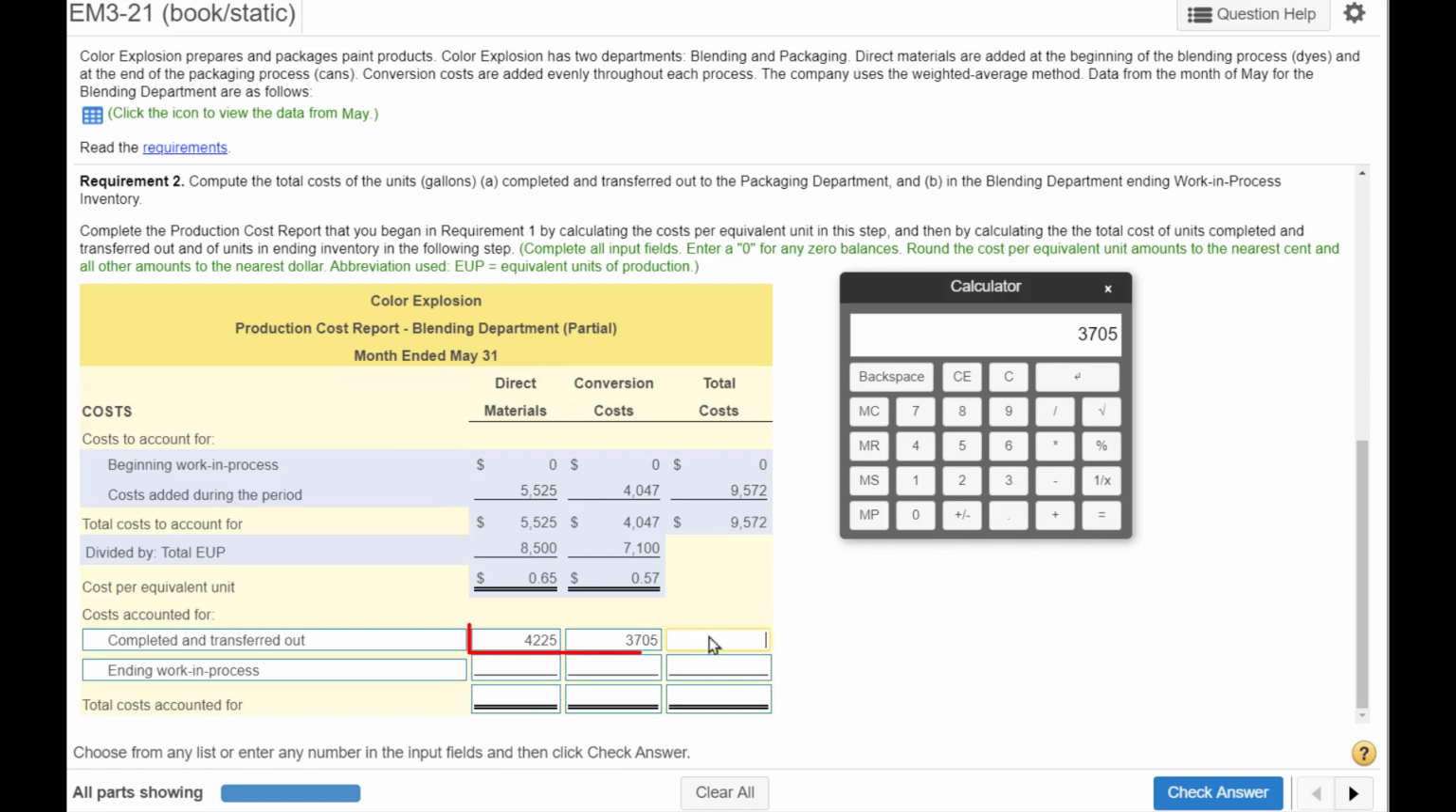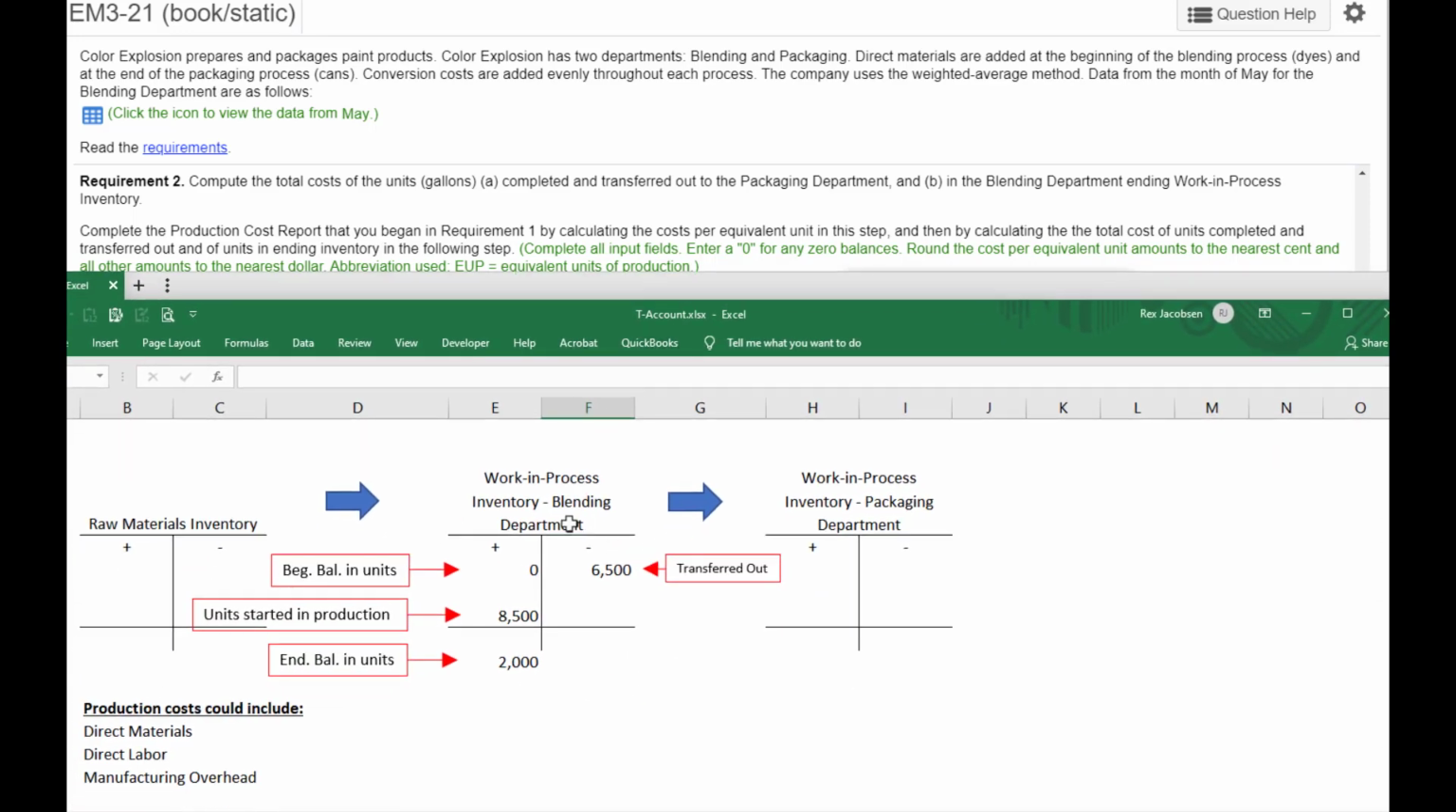And then for the total costs, you're going to take 4,225 plus 3,705, which gives us 7,930. So the units that were completed and transferred out, their total costs are $7,930. Again, that's for the 6,500 units transferred out. Now we have to figure out how much the costs are for the 2,000 units that are 30% complete.